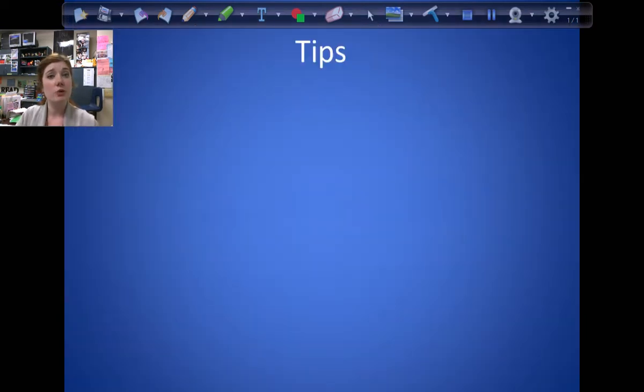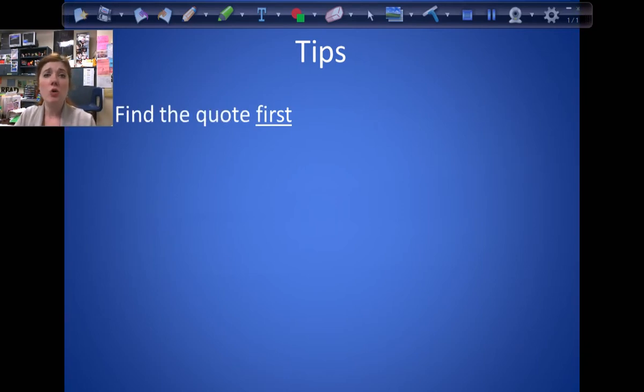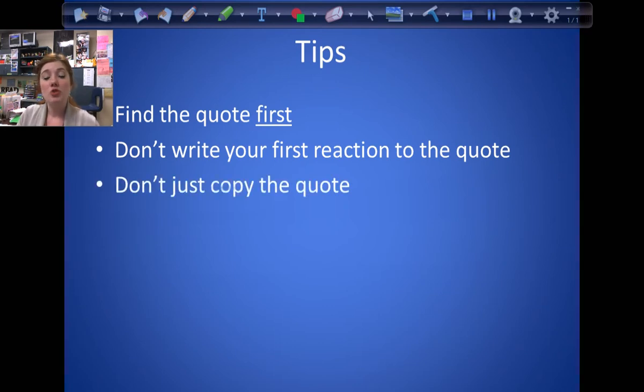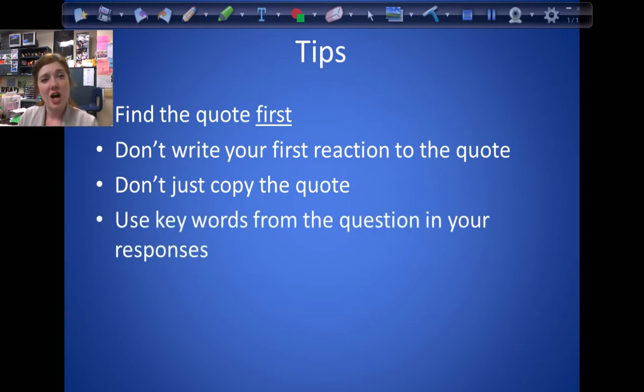All right, so let's go into some of my tips. These are my personal tips. One, your whole entire question is asking you to interpret the text, so why not find your quote first? Find your good quote, then figure out the deeper meaning of it, so that you don't write your first reaction to the quote, which is probably going to be the most literal and obvious. That's a 1. Don't just copy down the quote either. Again, that's a big fat 0 right there. I don't need you to be practicing copying down quotes.